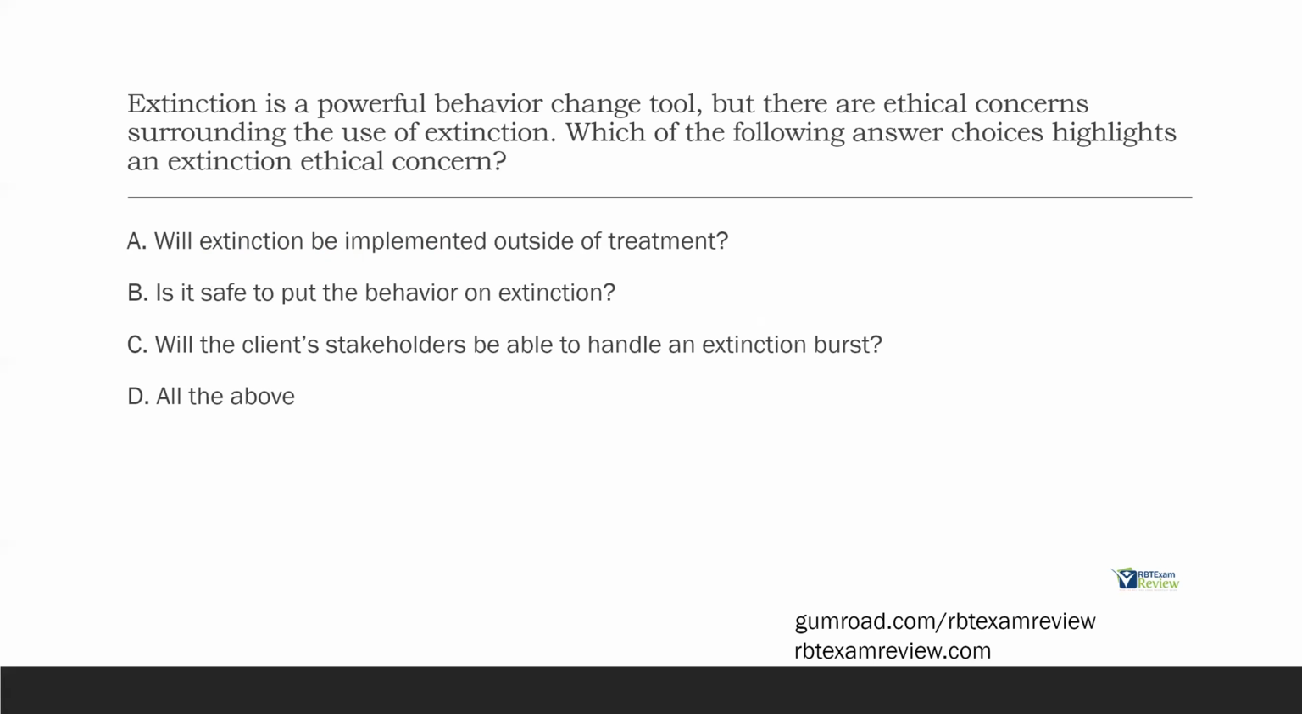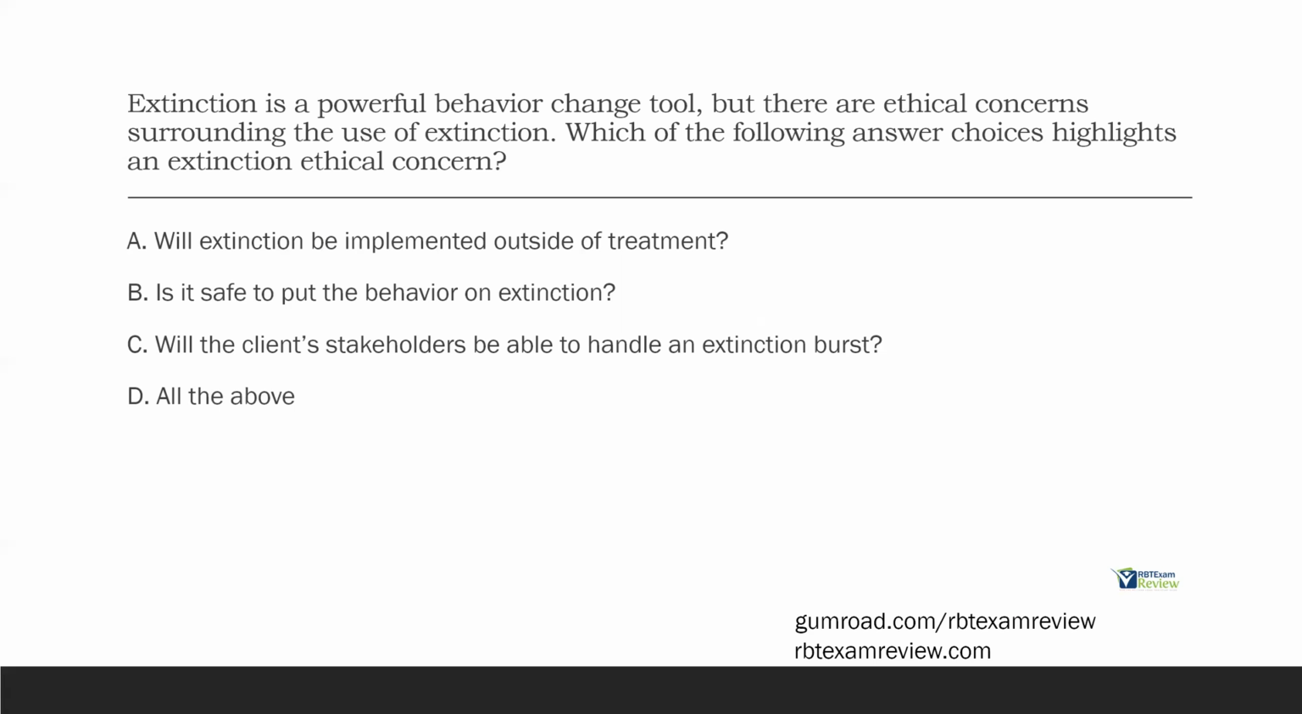A, will extinction be implemented outside of treatment? Absolutely a concern, okay? If extinction isn't implemented 100% of the time or as close to 100% as possible, extinction won't work. If there's a concern that extinction is not going to be implemented when we aren't there, extinction might not be the best intervention to use. Because if we are putting behavior on extinction, and then when we leave, behavior is being reinforced, we're actually making that reinforcement schedule thinner and worsening the behavior, okay? So definitely an ethical concern. We need to make sure extinction, if implemented, will be implemented all the time.